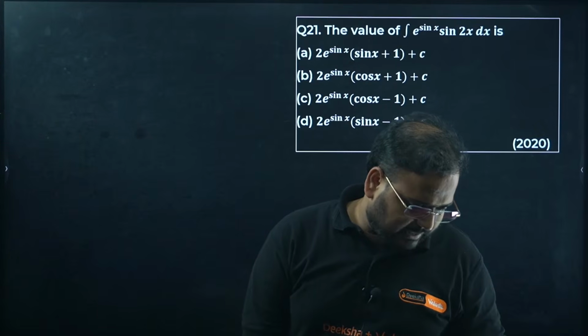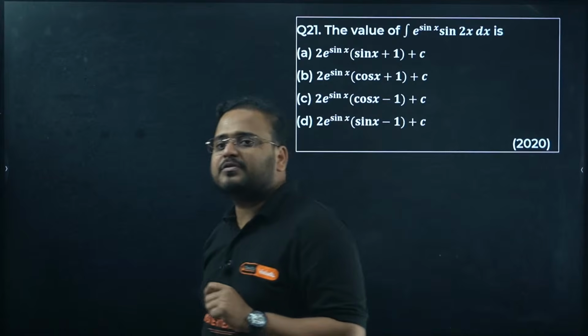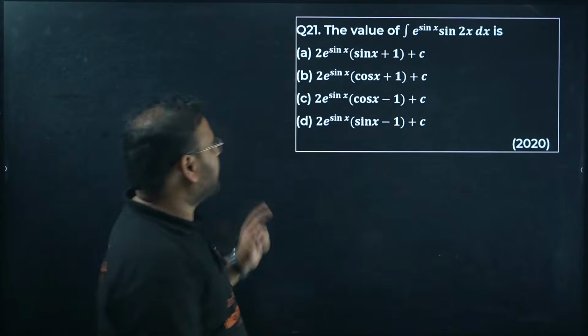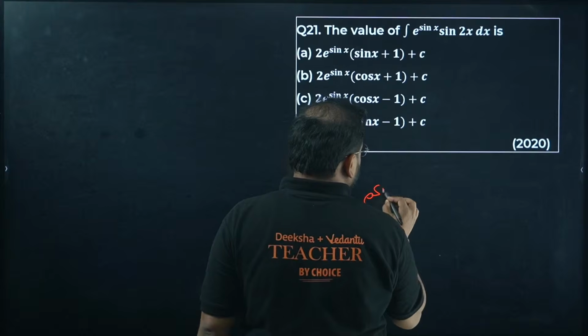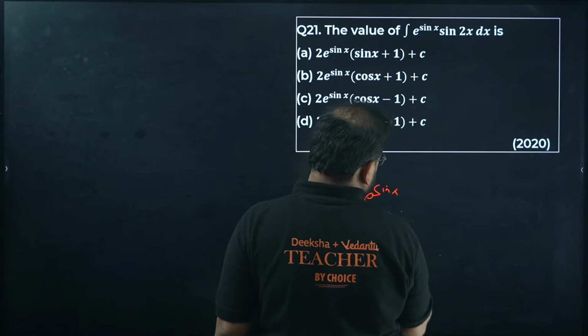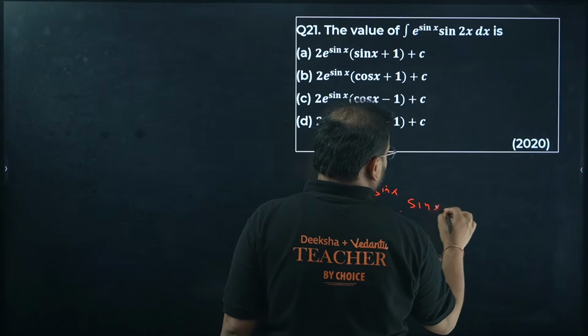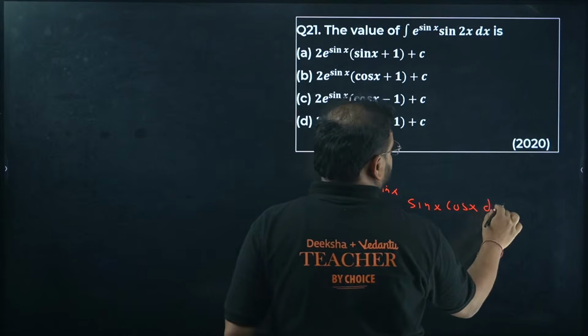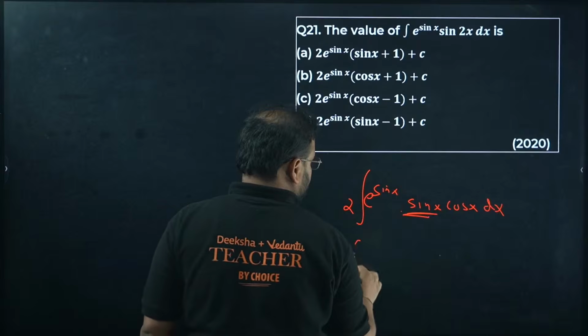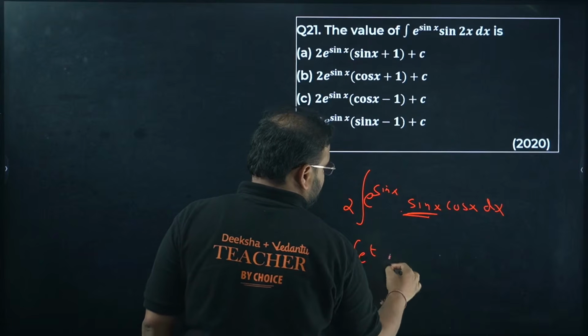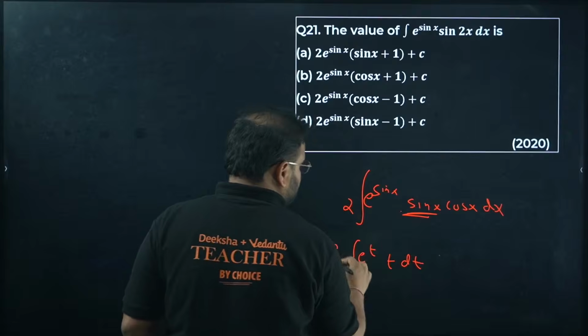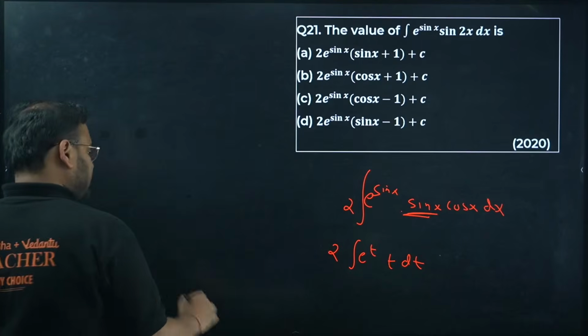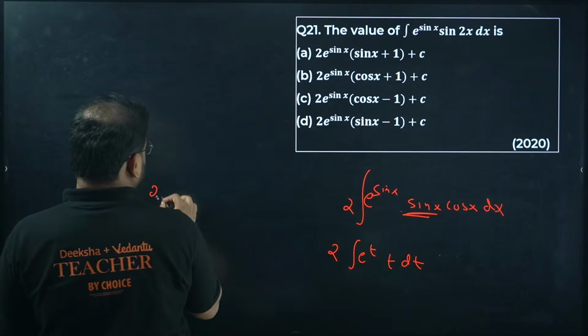Next. The value of the integral of e power sin x sin 2x. We just solved a question like this, if you remember. E power sin x into 2 sin x cos x we have. You have to integrate this. Take sin x as t, we'll get e power t dt with 2 outside. We know the integration of this? Yes sir. Answer is e power t.